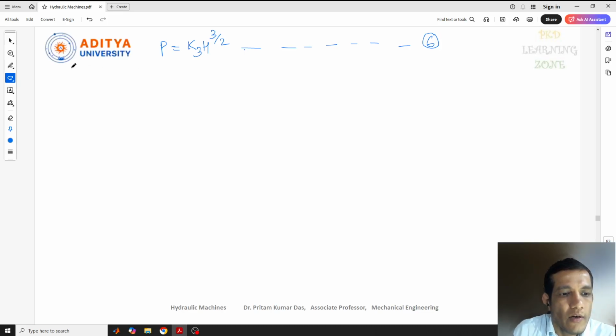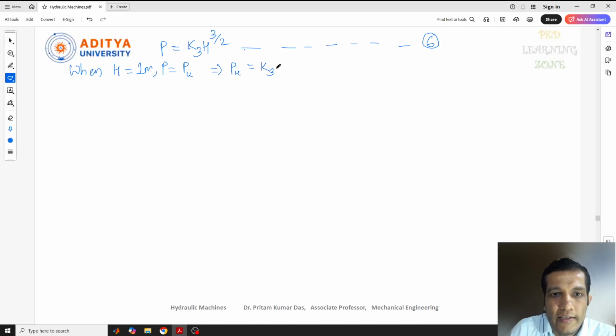So how to find out? Now we need to consider unit head, that means H equal to 1 meter, and P needs to be considered as a unit power. Then just put the value in this equation. Then we get PU equal to K3 times 1 to the power 3 by 2, which is nothing but K3. So we got the value of PU equal to K3.